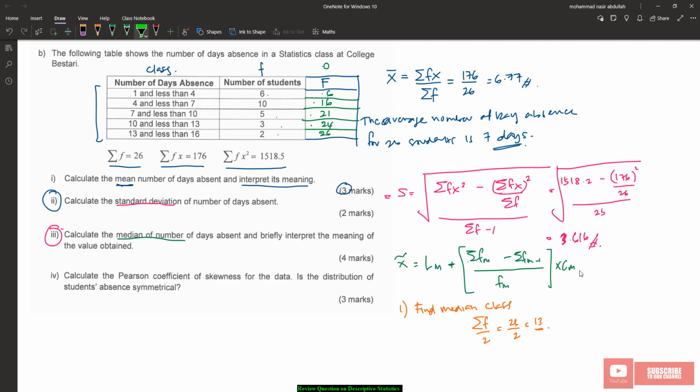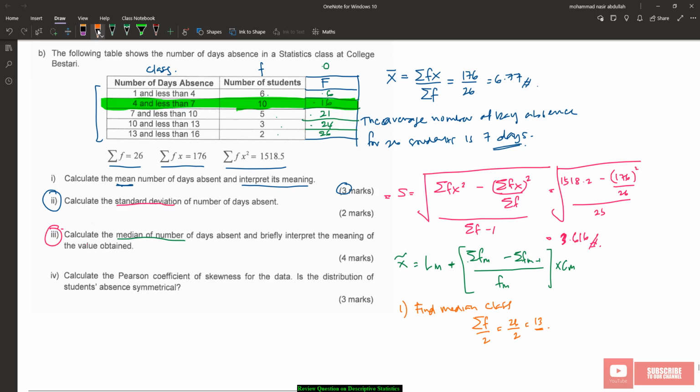So we don't have the value of 13, but the value next greater than 13 is 16, right? So this is your median class. Right? So once you already know your median class, you now can easily find the lower class boundary, cumulative frequency of the median class, cumulative frequency before the median class, class size of the median class and frequency of the median class, right?